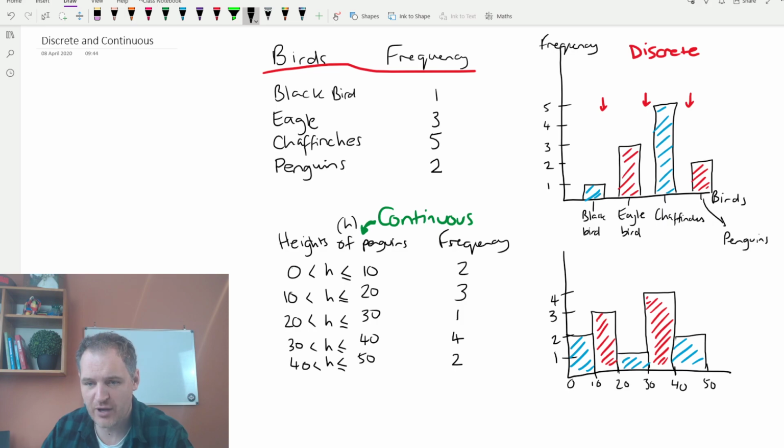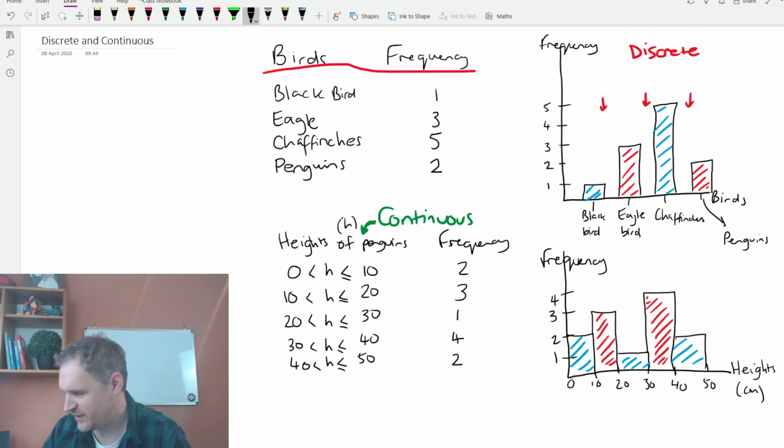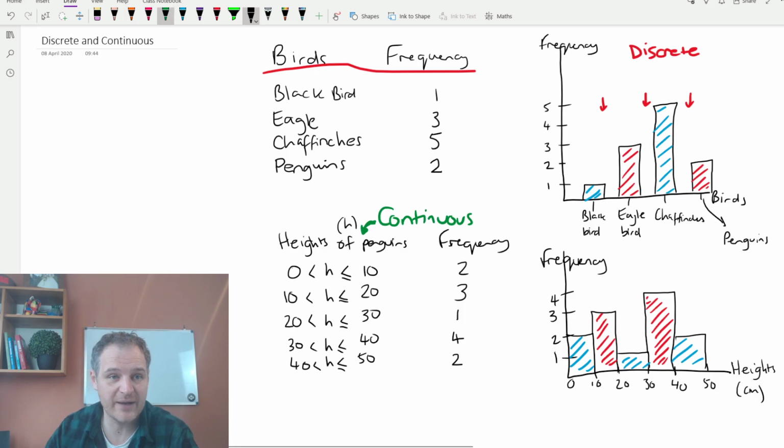Hopefully you're all thinking, sir, you didn't write the labels on the axis. And this is the heights of the penguins, and we normally write what the units are, so it was centimetres. These are quite small penguins. 50 centimetres is only half a metre, so they're not the biggest penguin in the world. 10 centimetres is a very small penguin. But it's not my fault, that's what size the penguins are in my garden.